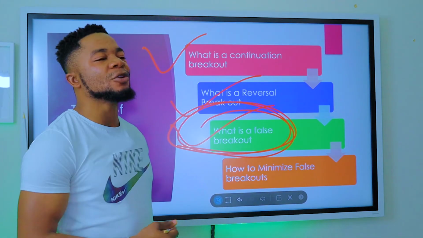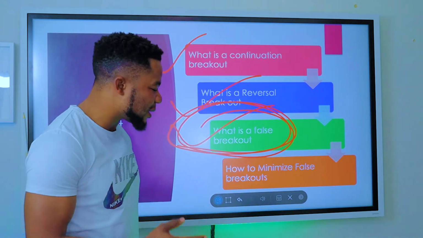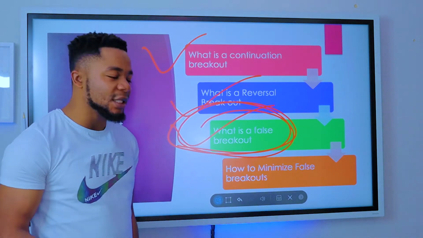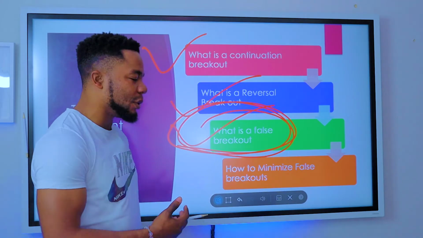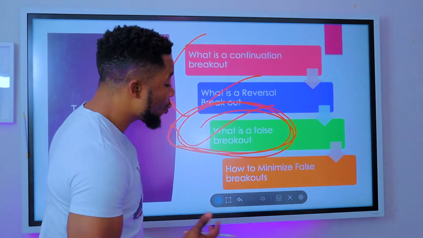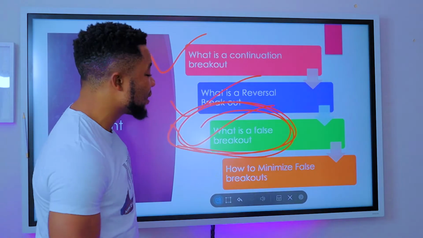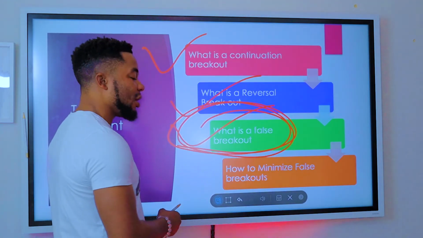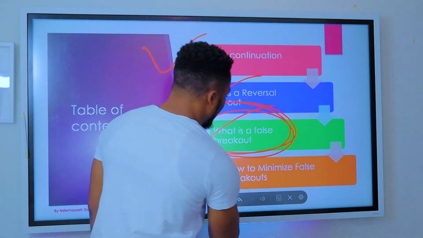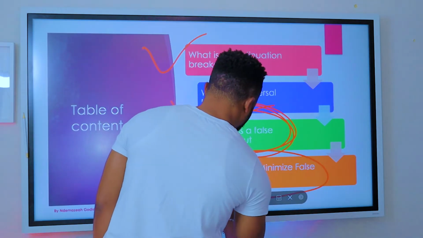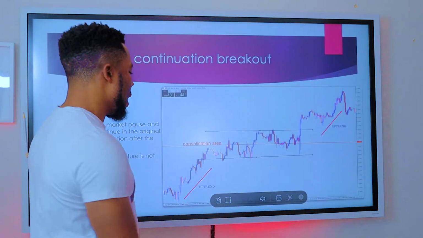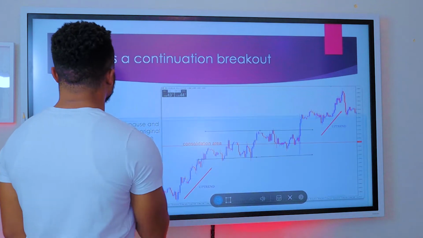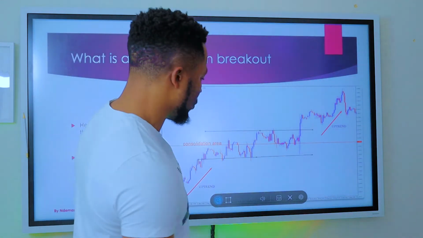Remember, I didn't say how to neglect. I said how to minimize, because there are times you can't do anything. The false breakouts will be there, but how can you minimize them to make sure you are still on the upper spectrum of profitable Forex traders? So we'll also cover that. All right, good. Let's go now to what a continuation breakout is.